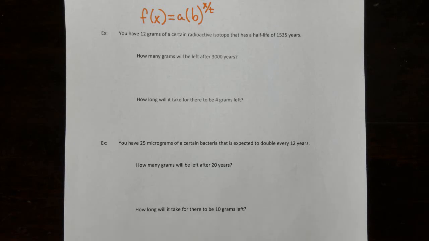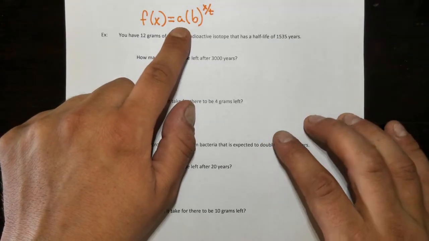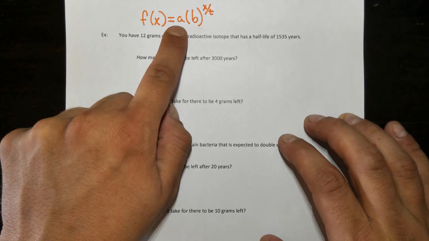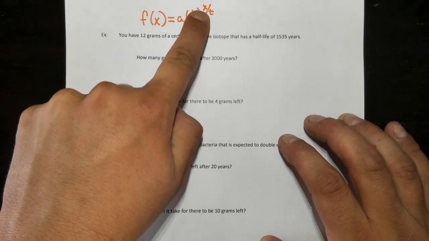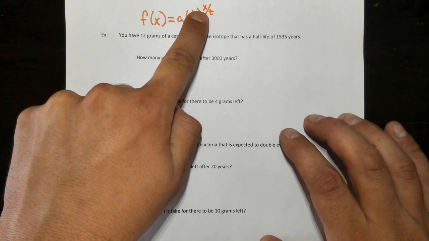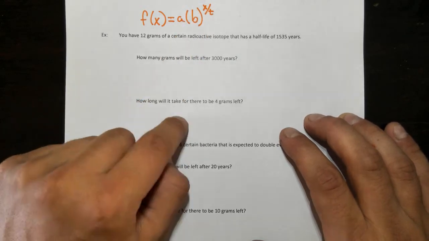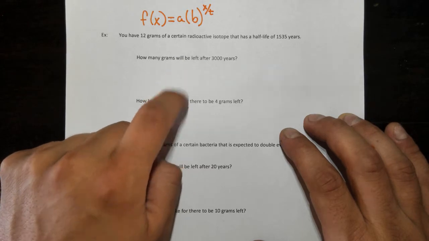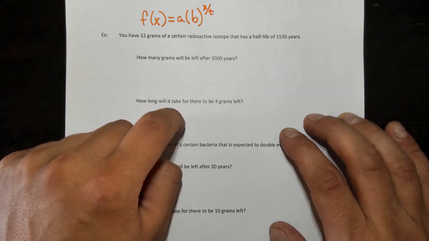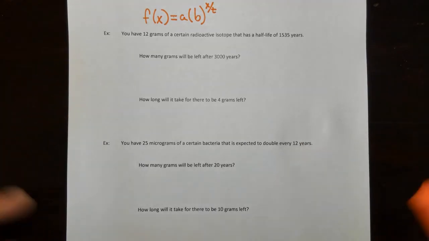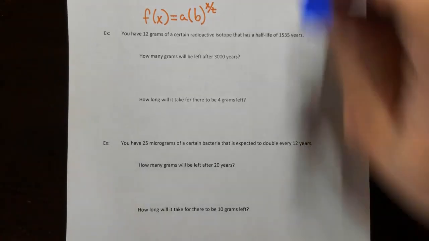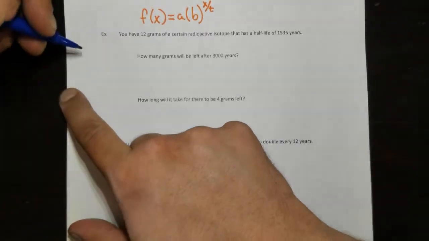So let's see here. Our first step is we need to set up an equation that looks like this. So we need to find out what our a value is, what our b value is, and what our t value is. Of course, x is our input, so when we create the function, we're going to leave it just like that. However, we'll be plugging in different values after we have this. So let's define our a, b, and t.